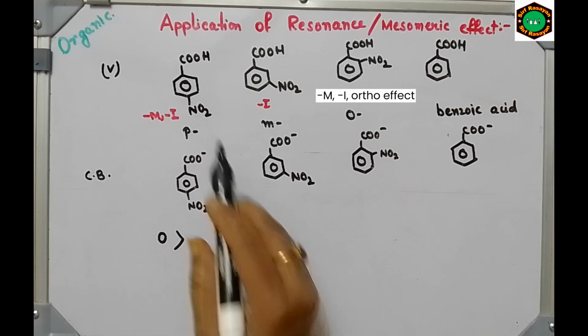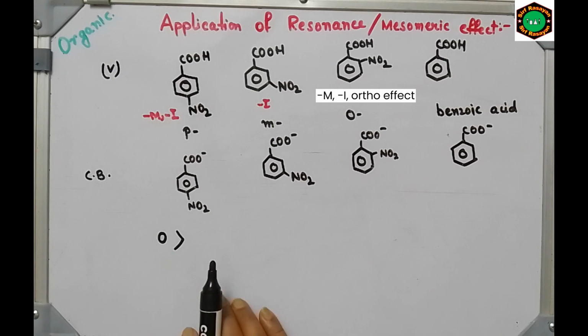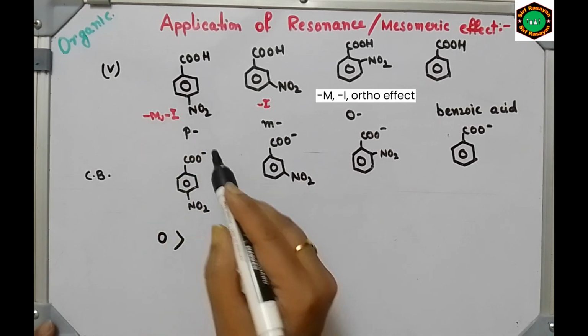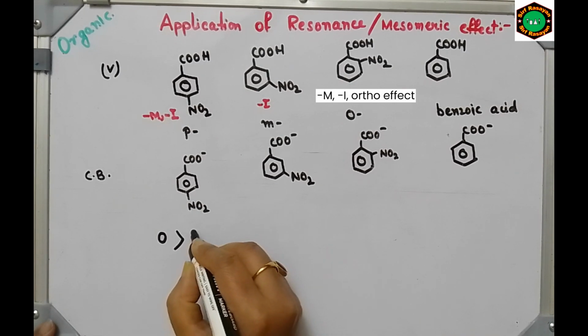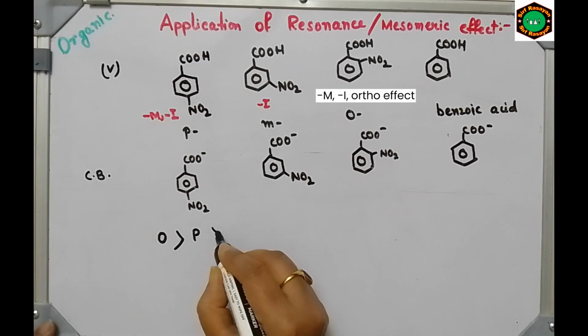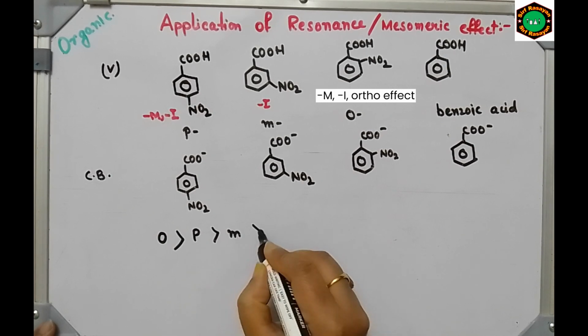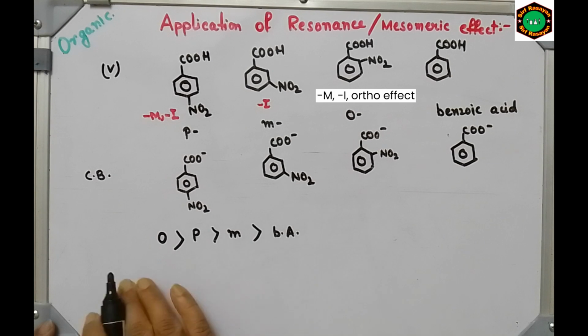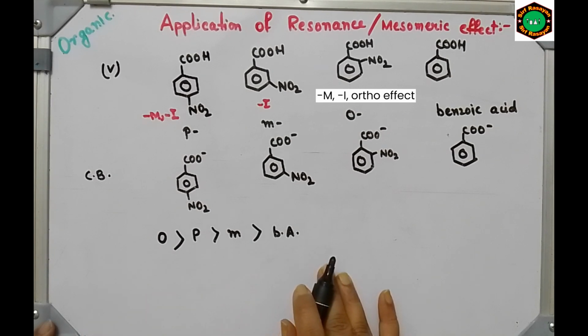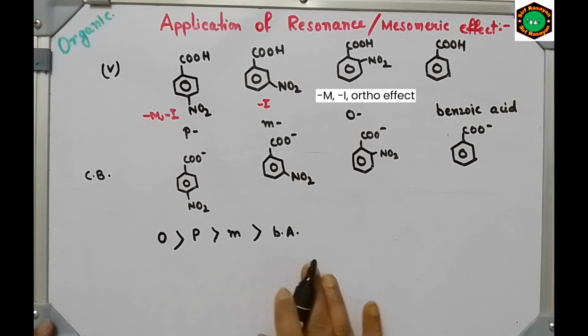Next, between this and this, which one is more stable? Here, due to these two effects, this ion is more stabilized. Therefore, next comes para. After that meta, then unsubstituted benzoic acid. This is the acid strength order, in decreasing order.